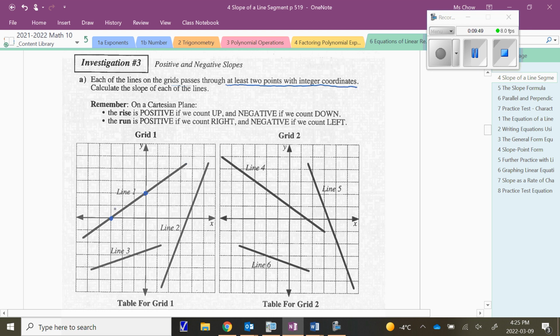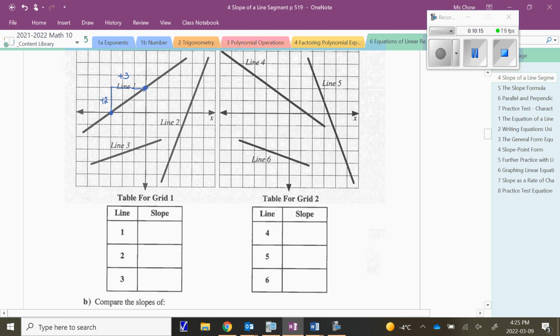And so if I look at line 1, remembering that anytime we are counting up, it's going positive. If we're counting right, it is also positive. And if we go down or left, then that is negative. So if I decide to start on the left point here, I'm going up 2, so rise of positive 2, and then a run of positive 3. So for line 1, rise over run is going to be 2 over 3.